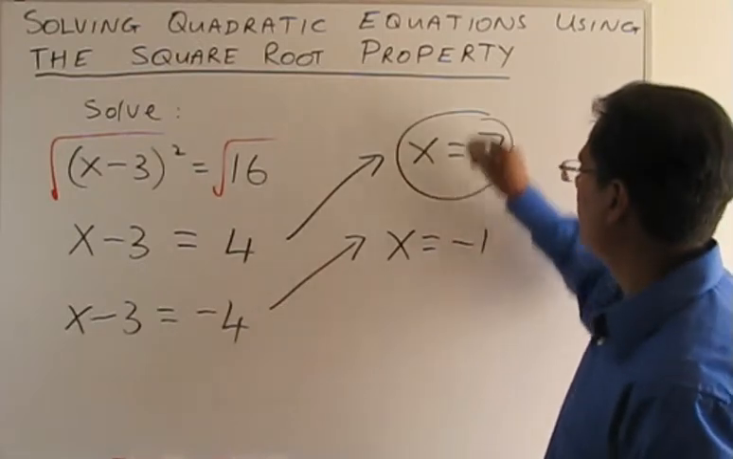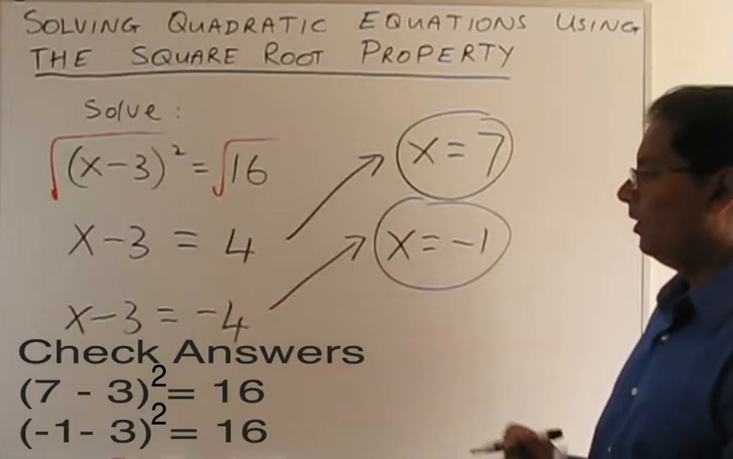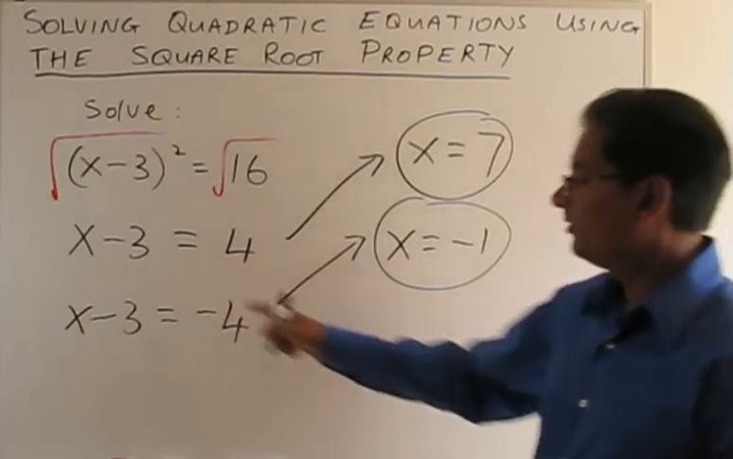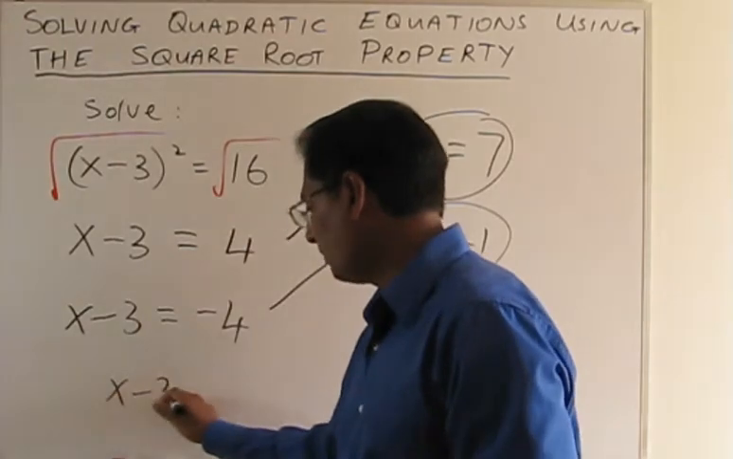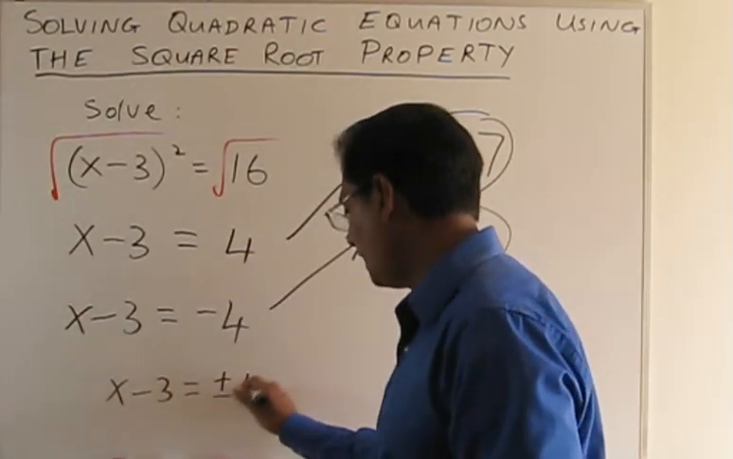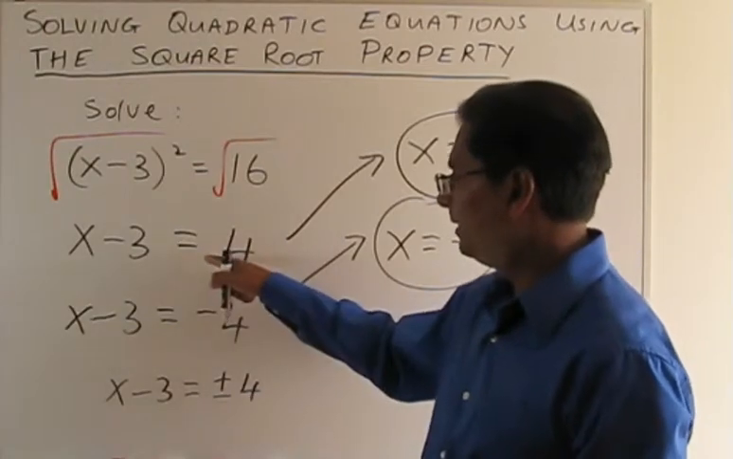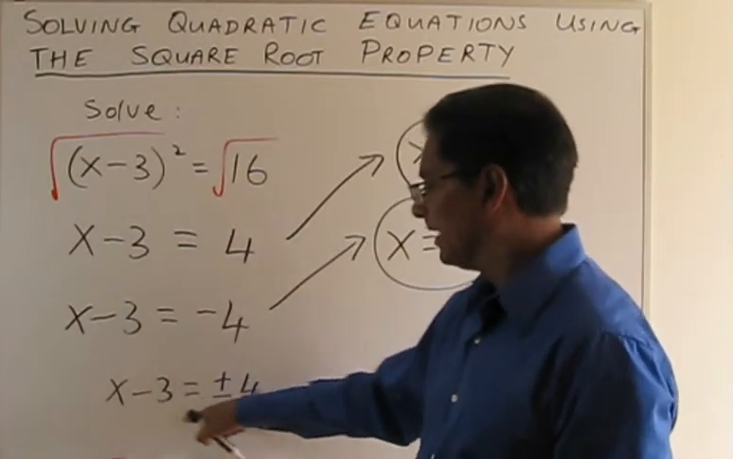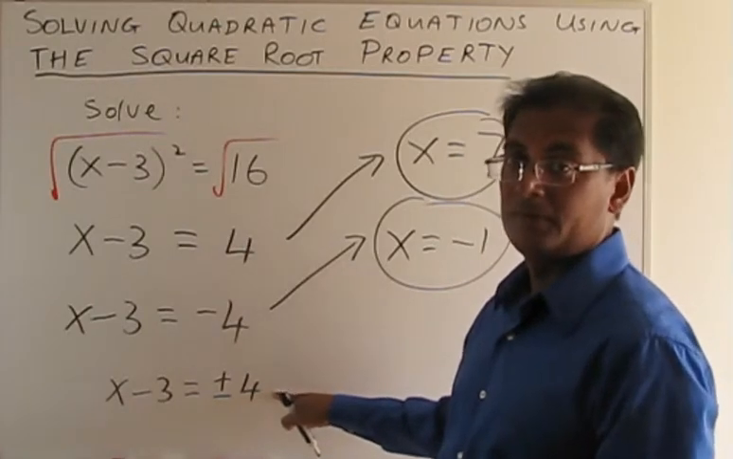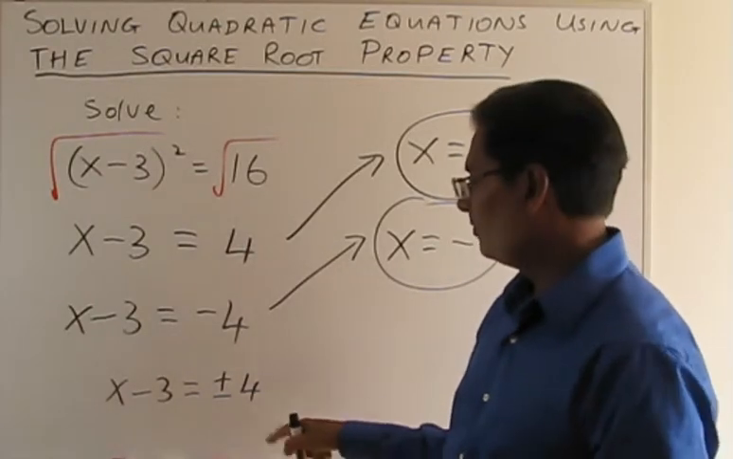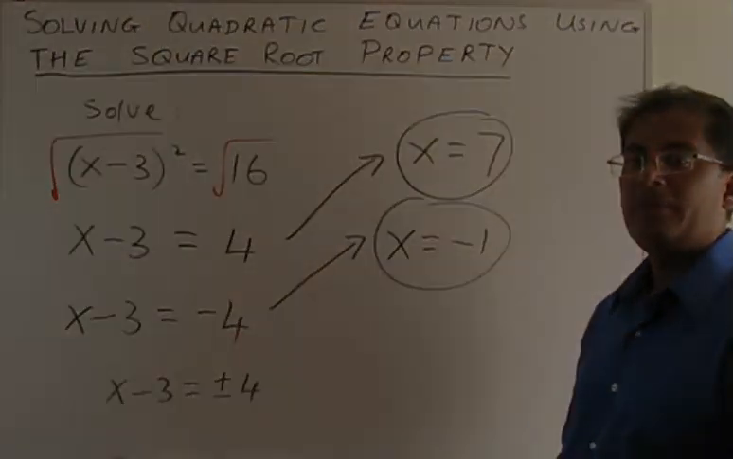So here are my two solutions to this equation. One thing to note: sometimes instead of writing two equations like this, we may see it written as x - 3 = plus or minus 4. You may want to get used to this notation. Rather than writing two equations, we could write one equation where the right side is plus or minus something. We're still going to end up with two solutions when we add 3 to both sides. We'll take a few more examples.